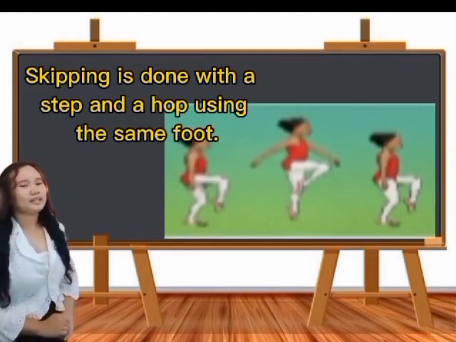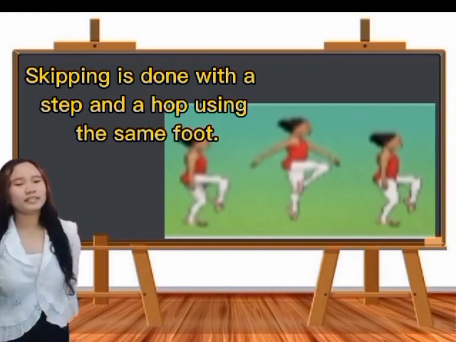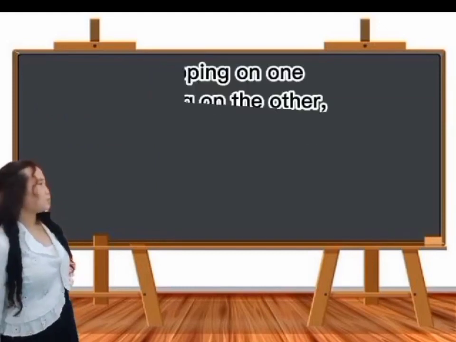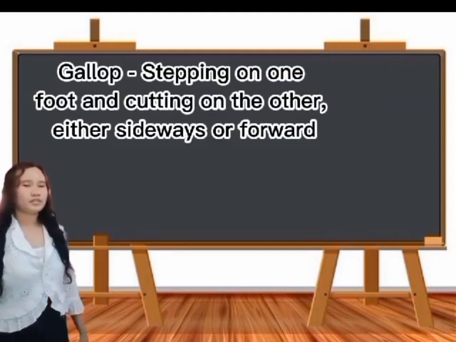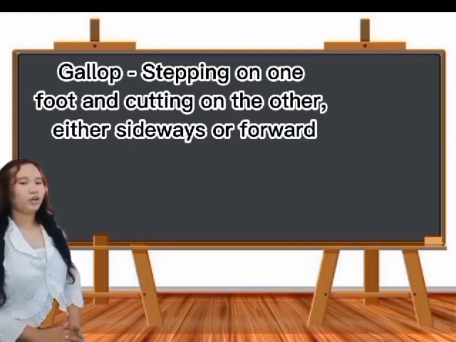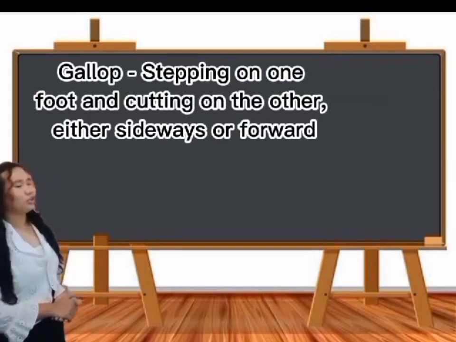So the next one is the skipping. It's done with the step and the hop using the same foot. The last one is gallop, stepping on one foot and cutting on the other, either sideways or forward.